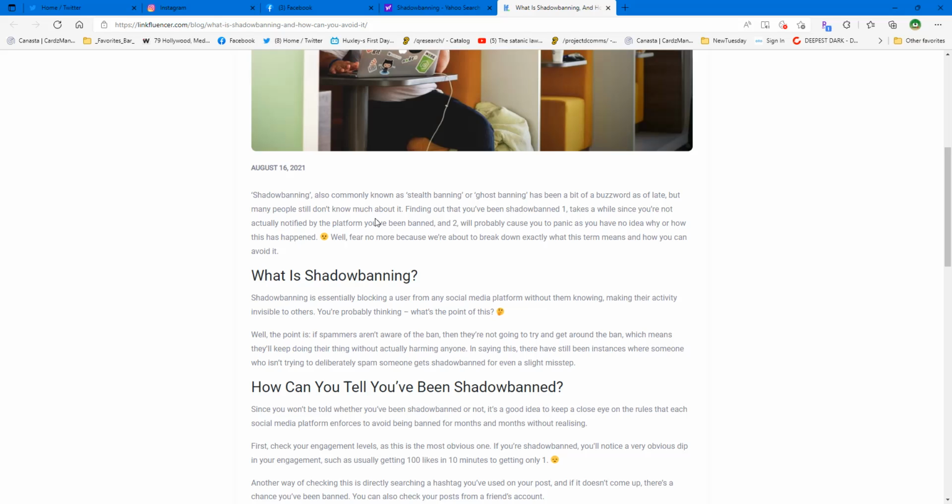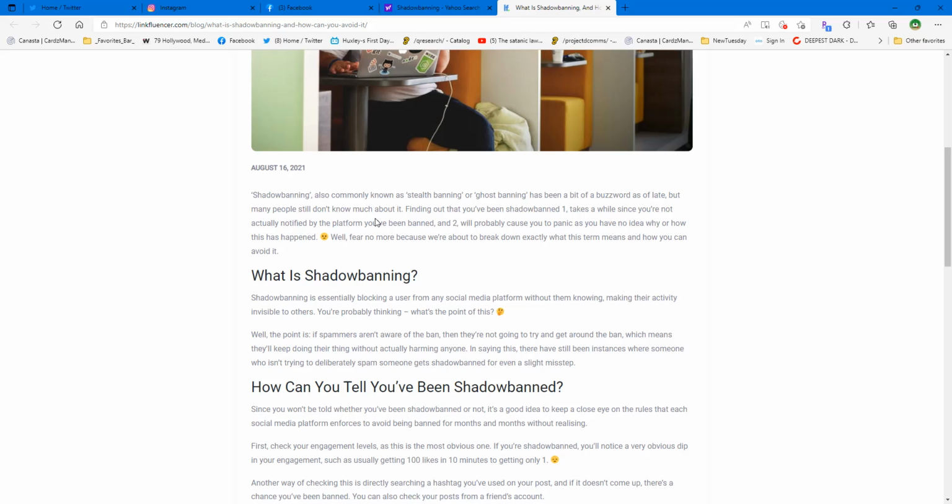So shadow banning is essentially blocking a user from any social media platform without them knowing it, making their activity invisible to others. You're probably thinking, what's the point of this? Well, the point of this is if spammers aren't aware of the ban, then they're not going to try to get around the ban, which means they'll keep doing their thing.